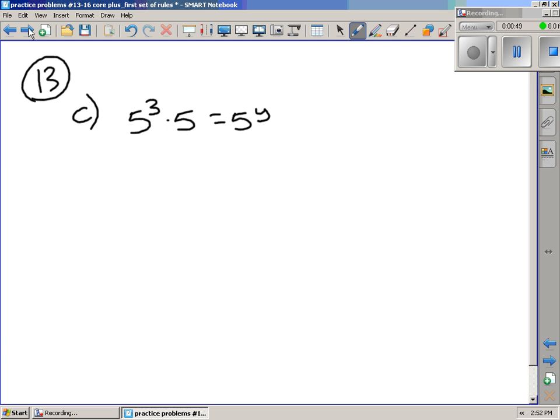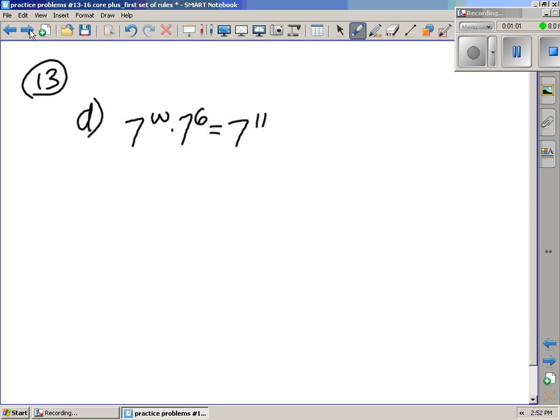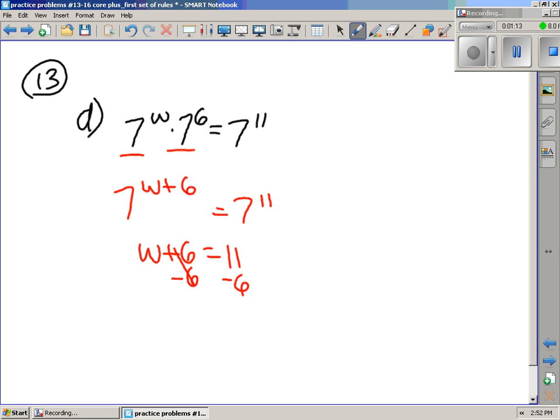Number 14, again, the bases are the same. We add the exponents, and we get 5 to the 4th power, so y equals 4. 13d, the bases are the same, so you add the exponents. So basically, w plus 6 should equal 11. So w is equal to 5.